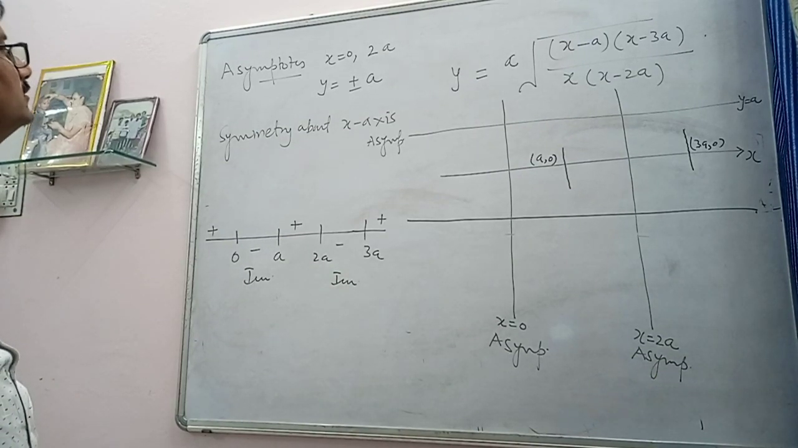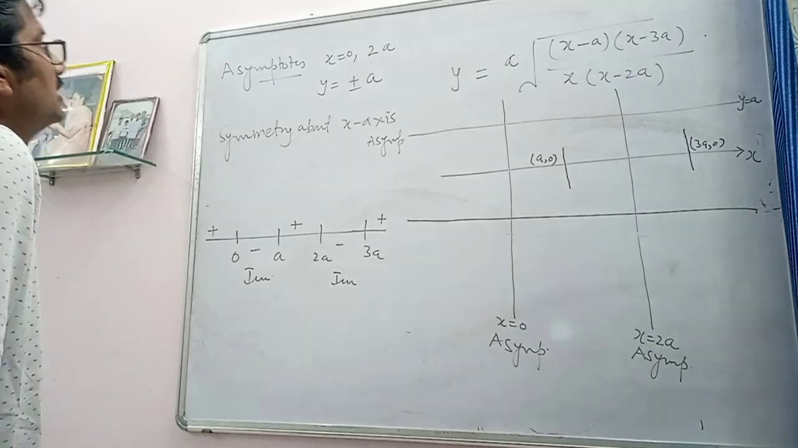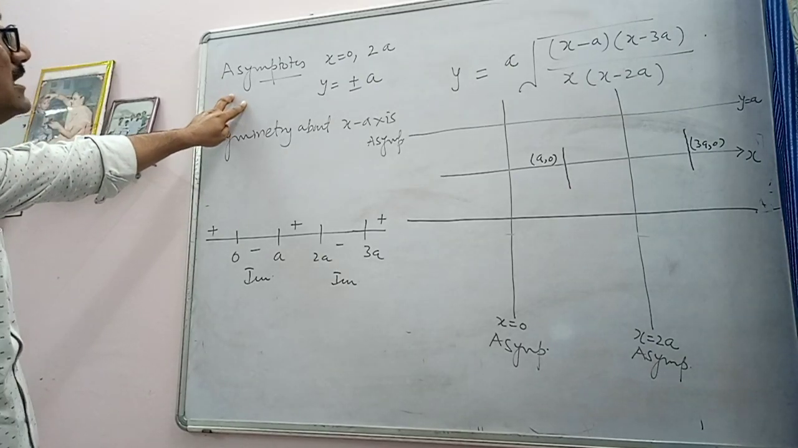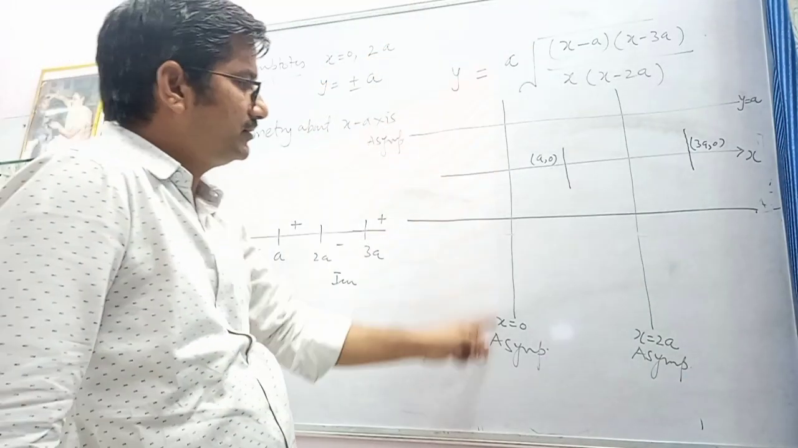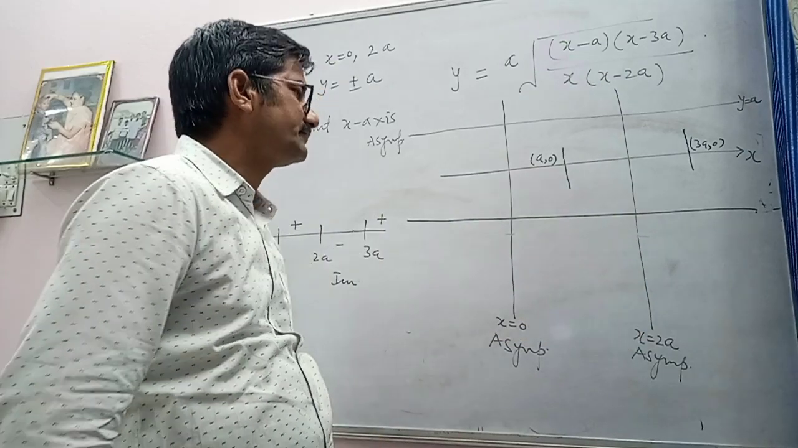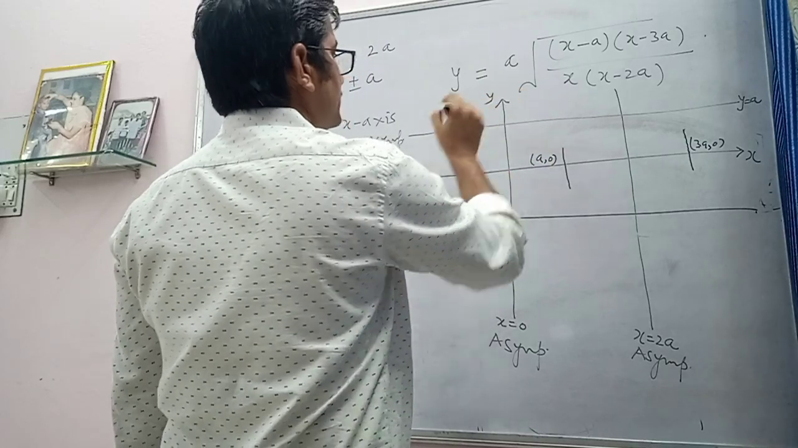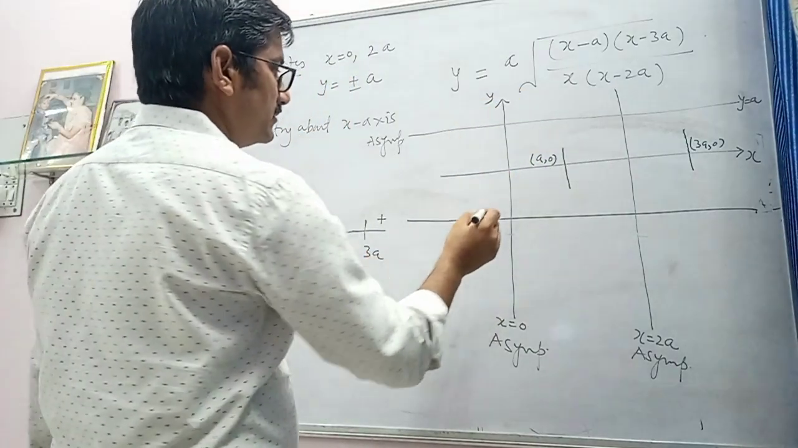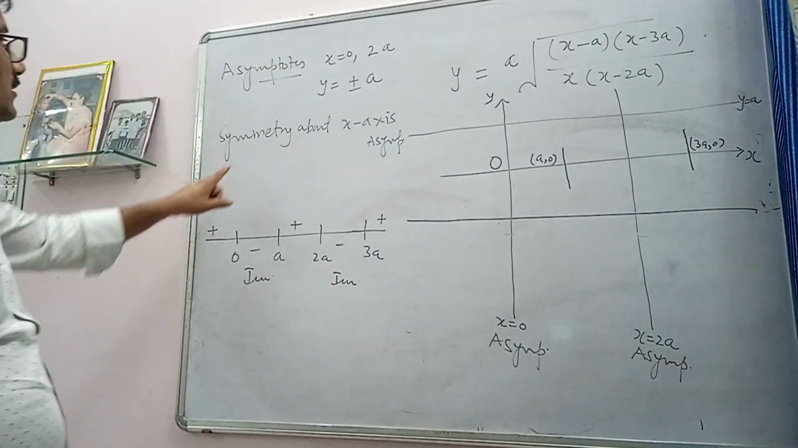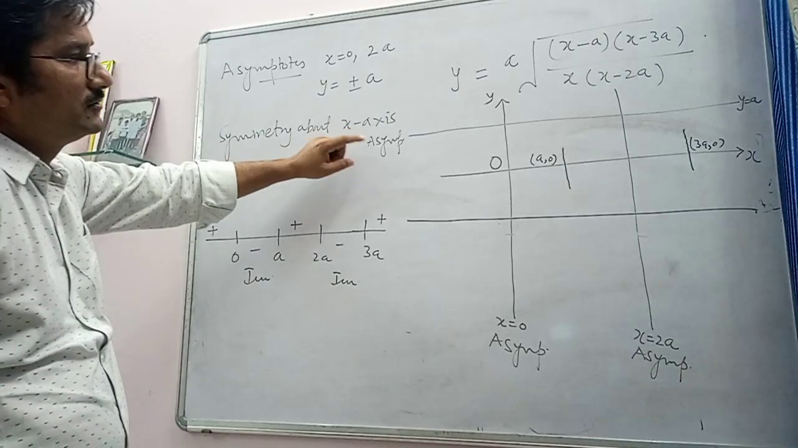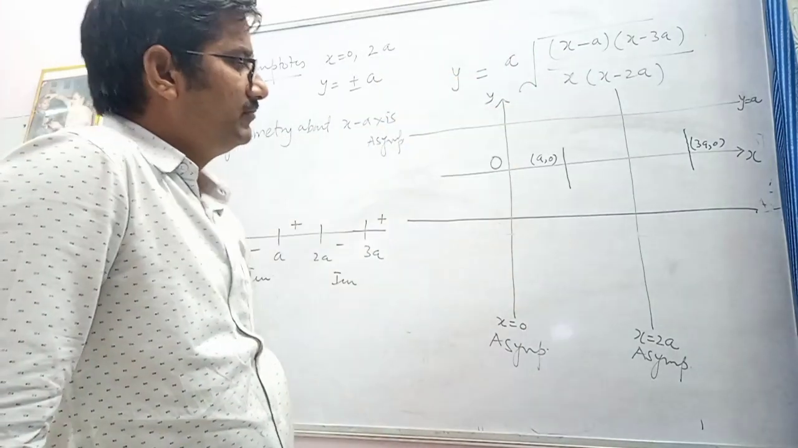So right now we are familiar with the facts for this curve. It has 4 asymptotes: x equal to 0 and x equal to 2a, y equal to a and y equal to minus a. This is the x-axis, this is the y-axis, and the origin is this one. Symmetry about the x-axis: we will draw the curve above the x-axis, and with the help of symmetry we can draw below the x-axis.